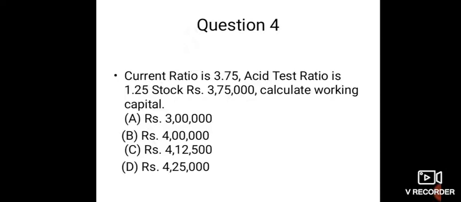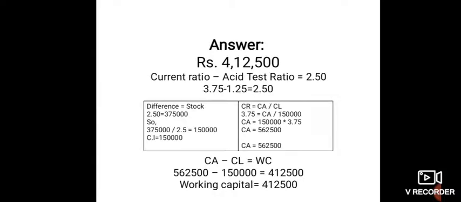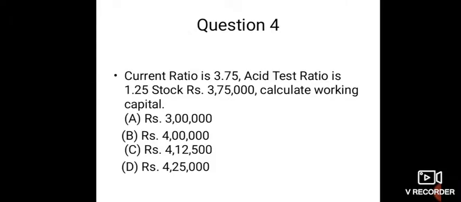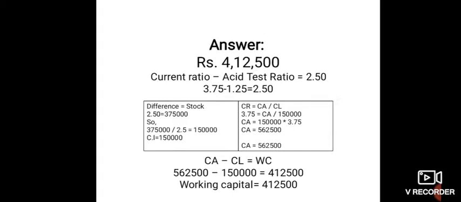So, can we go with the answer now? The answer is 4,12,500 rupees, option C. How? Current ratio minus acid test ratio is equal to 2.50. That is the difference we will find out. In the current ratio, all the current assets and current liabilities are considered. In the acid test ratio, the quick assets and the quick liabilities are considered. So we need to find out the difference.